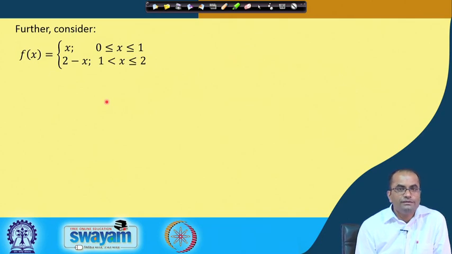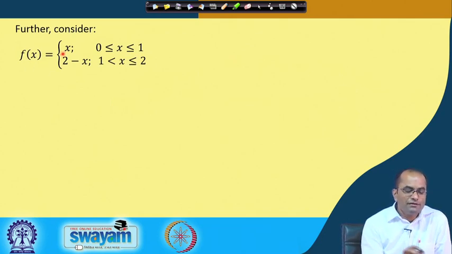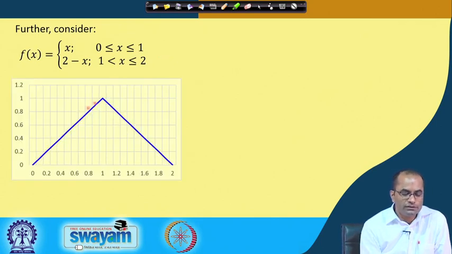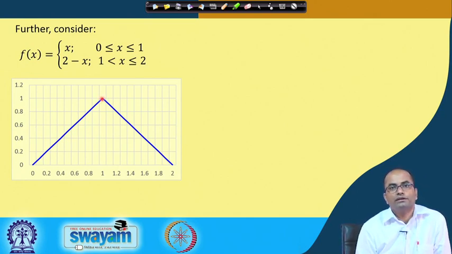Another example, if we take that we have f(x) equal to x in the range 0 to 1 and 2 minus x in the range 1 to 2. So, again the similar situation, one can easily plot this function, and one clearly sees that at this point 1 the function is not differentiable.